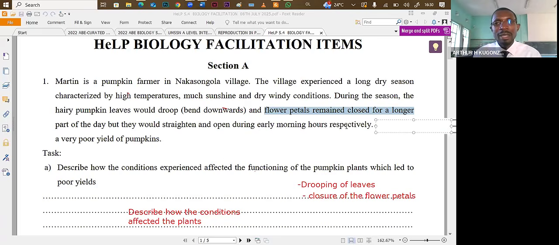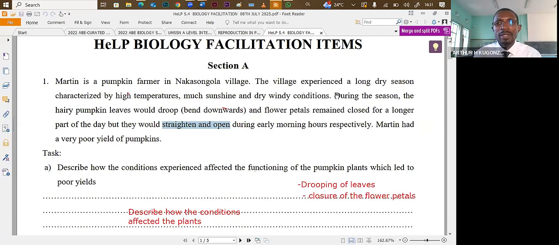Is that so? Here there is something which we have to ask ourselves. When they say that they would straighten and open during early morning hours, respectively, we have to ask ourselves, that word respectively there, what is it standing for? Because they are saying that they would straighten and then open during early morning hours. Now the question is, what is straightening and what is opening, respectively here?